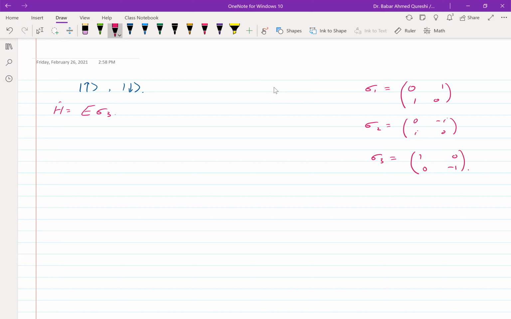So we took this as the Hamiltonian. Then this Hamiltonian is just a multiple of this guy. So that means this would be this matrix. Since it's diagonal, that means the eigenvalues are E and minus E. There are two eigenstates for the Hamiltonian, and they have energy E and minus E.